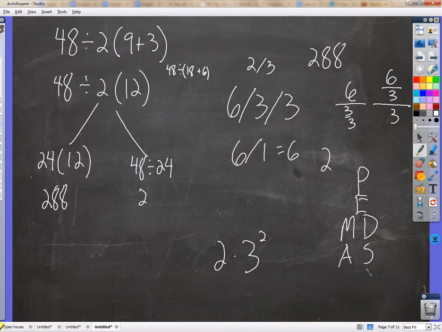If I want you to get 288, what I'll write is 48 over 2 times 9 plus 3. No way you can get 2 that way. You have to divide these 2. That's what I want you to do. And when you get done, you'll have to multiply that by the result of 9 plus 3. Even if you distribute it through the parentheses, you'll still get 288. Okay? No way you can get a different answer.